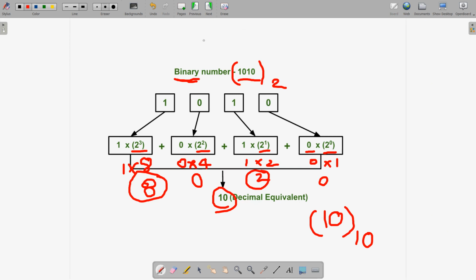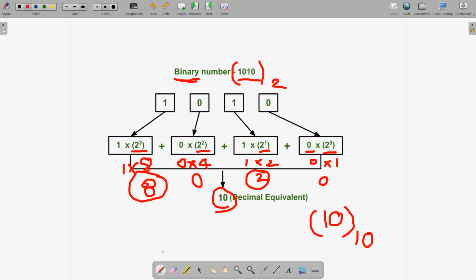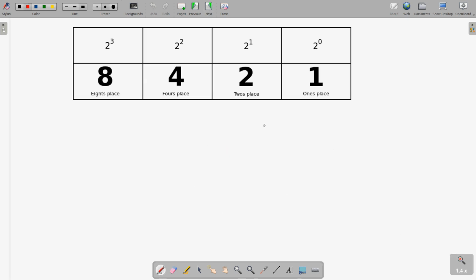Let us erase this first. Okay, so moving to the next. Clear? So here it is. In any binary number system, we are actually writing the numbers with increasing power, that is 2 to the power 0, 2 to the power 1, 2 to the power 2 and 2 to the power 3. So this way the power is increasing.